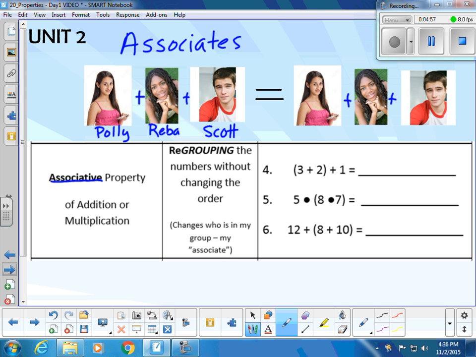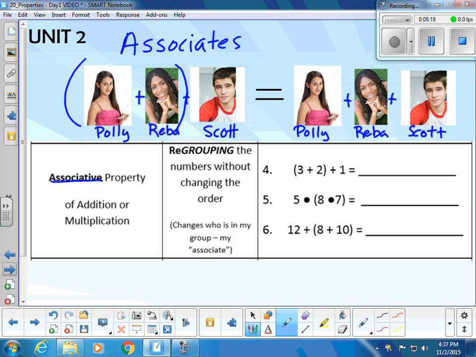We still have Polly first, Reba, and Scott. They're in the same order, but watch, this is what the associative property means. The first time they're in class, Polly and Reba decided they're going to work together in a group, and Scott is working by himself.